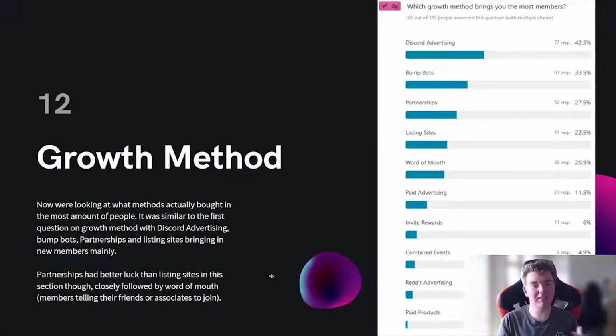You have to remember, bump bots and listing sites can kind of be merged into one, but there's a bit of a distinct difference. Bump bots just operate on Discord, whereas listing sites are their own site and they may also have a bot that integrates with it.